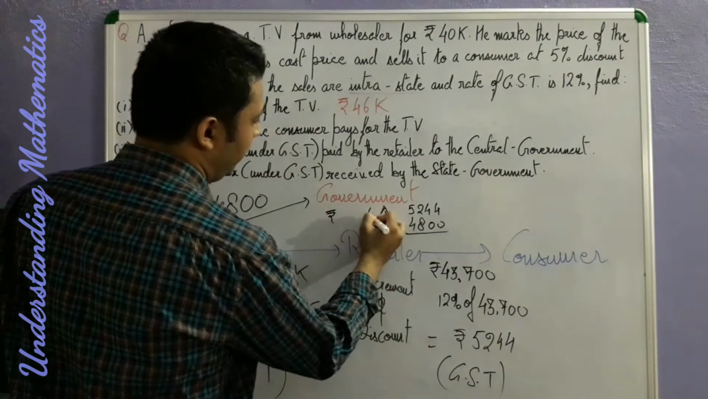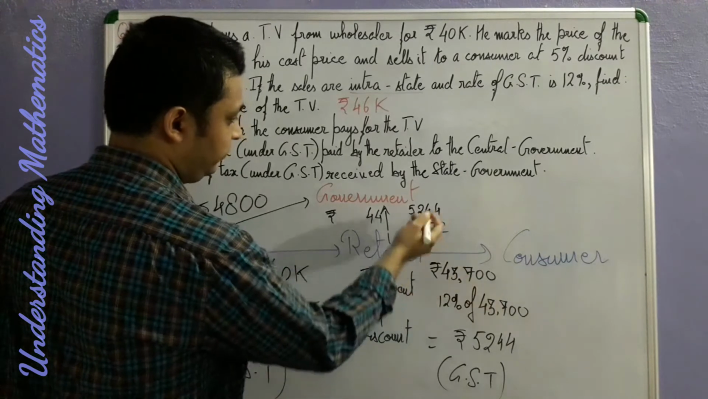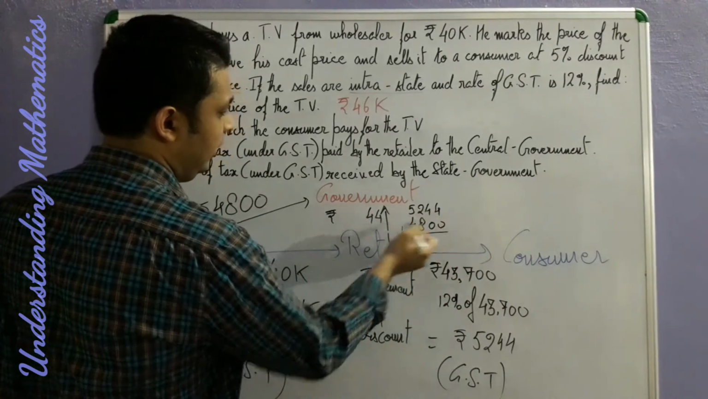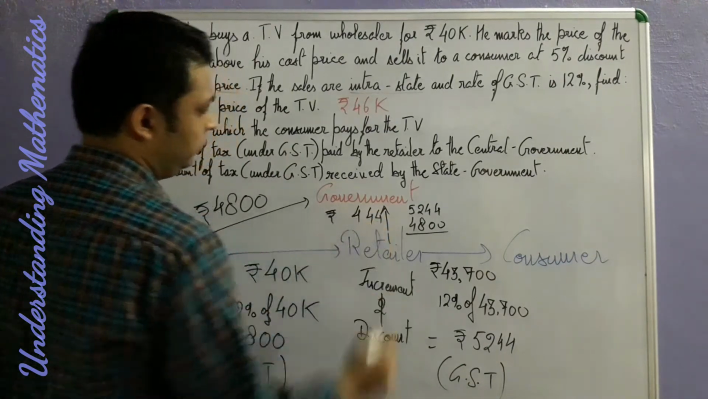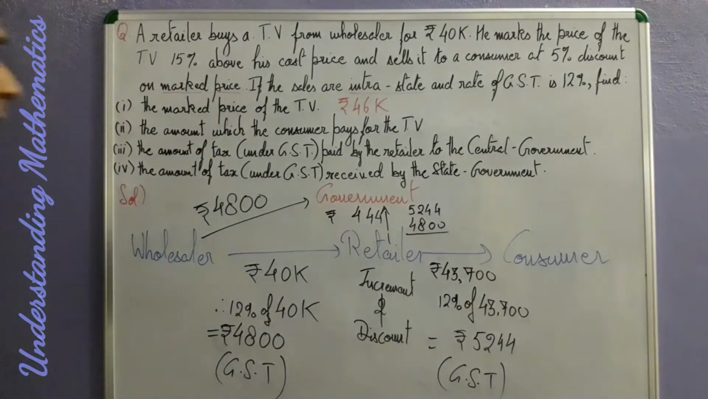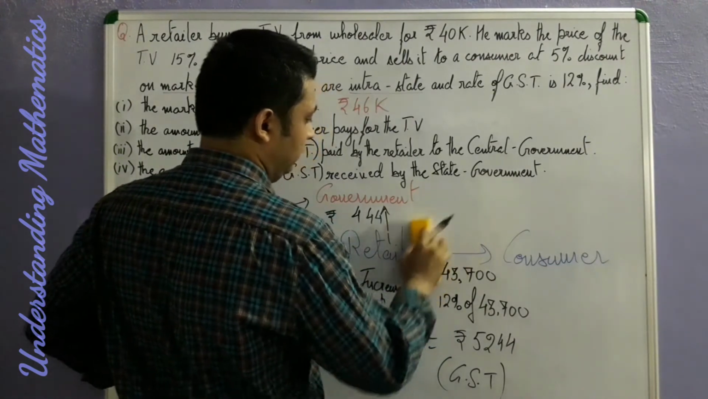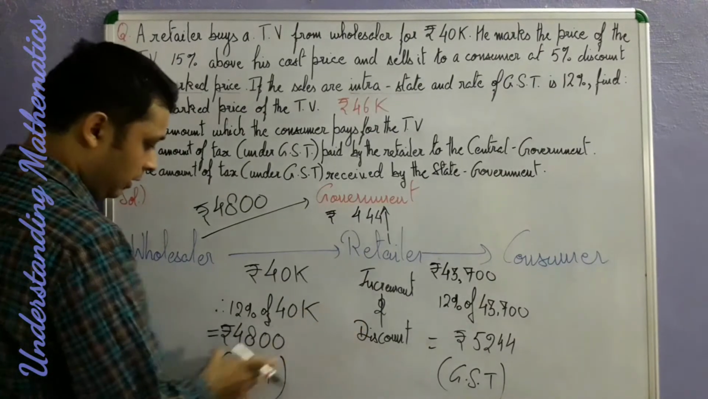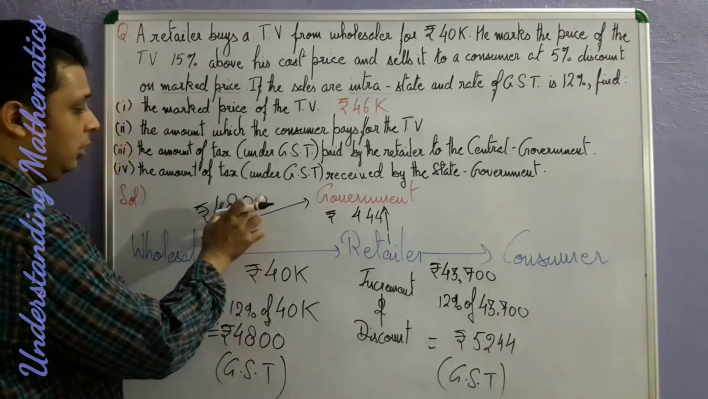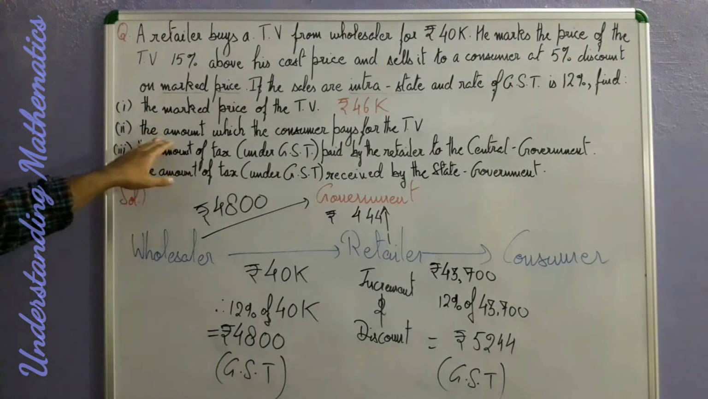So we will get two fours here, and then the one goes, and then we get 4. Clear? So this is the amount which the retailer pays as GST after having some input credit tax of rupees 4800. Clear? Now let us see what is the second part.